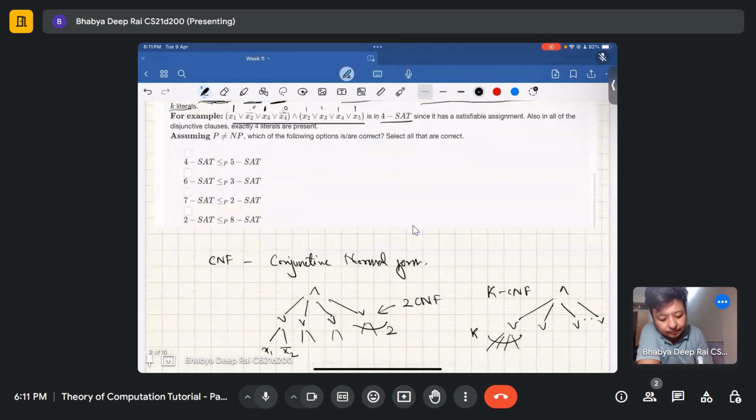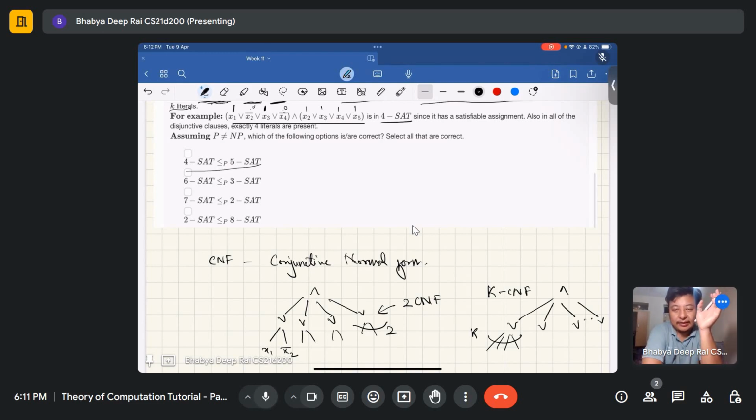The question says, let's assume that P is not equal to NP. Which of the following options are correct? Select all that are correct. So P is not equal to NP, that's what we are assuming. Now here's the question. 4-SAT reduces to 5-SAT. Is it true?